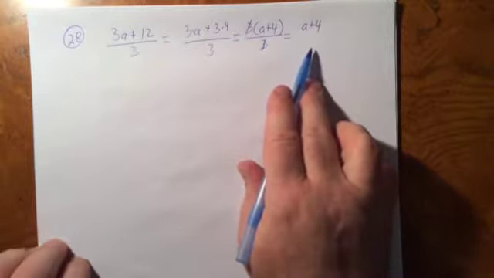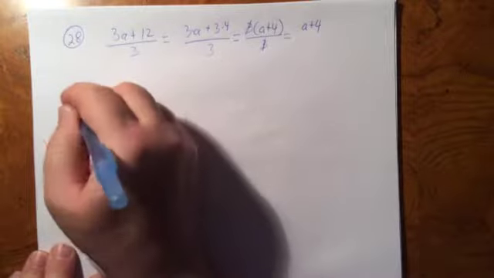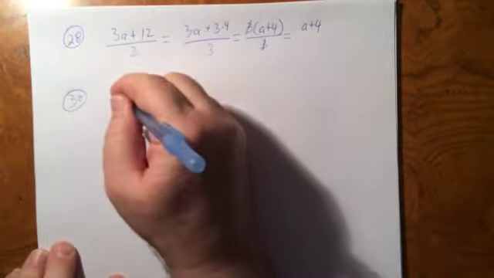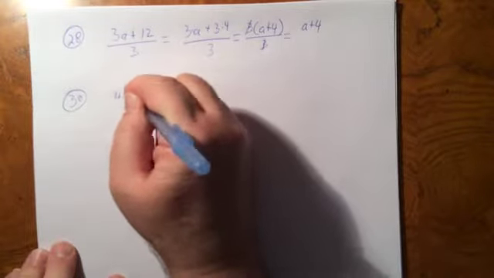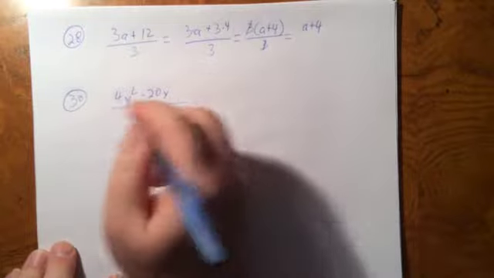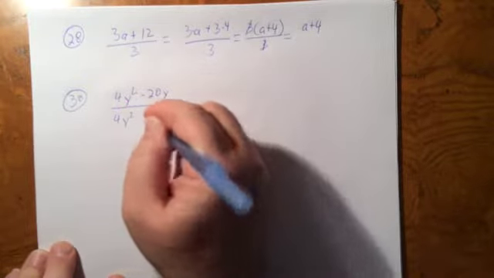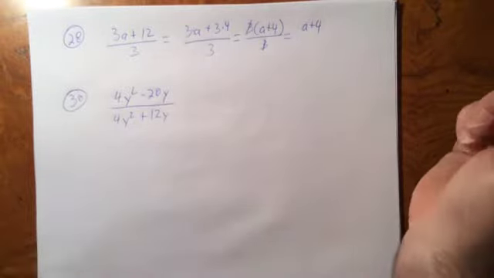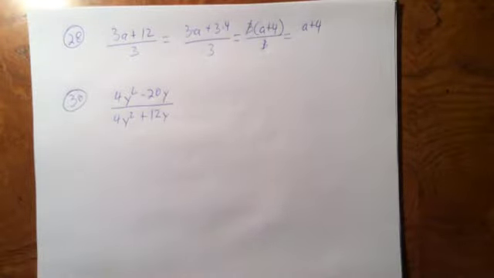Let's consider another problem that will be a little more robust. Number 30. We have the rational expression 4y squared minus 20y divided by 4y squared plus 12y. In this rational expression, there may be multiple methods of factoring that you may need to utilize. There may, then again, there may not. So these are just things that will need to be looked for.